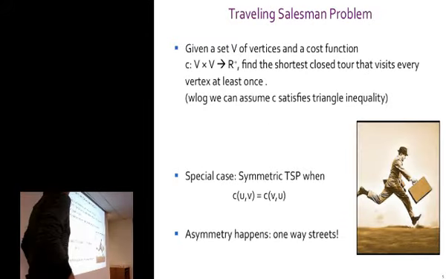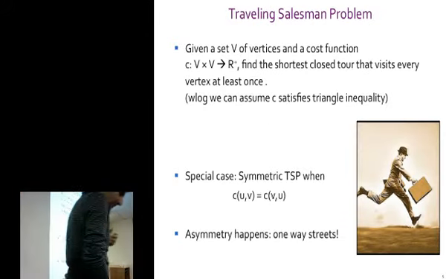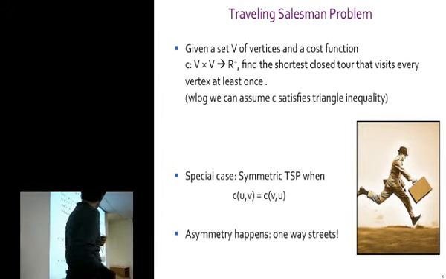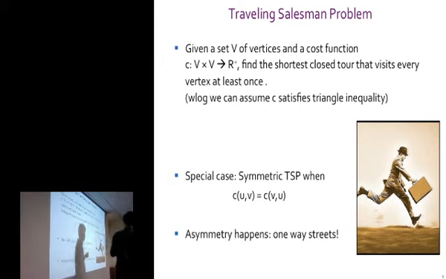So let me define the problem. In the traveling salesman problem, we are given a set V of vertices and a non-negative cost function c for each pair of vertices. The task is to find the shortest closed tour that visits every vertex of the graph at least once. Without loss of generality, we may assume that the cost function satisfies the triangle inequality, because we can shortcut the vertices that we have already seen.